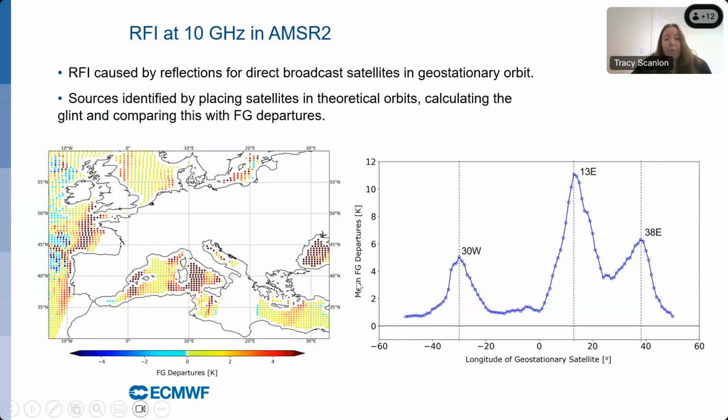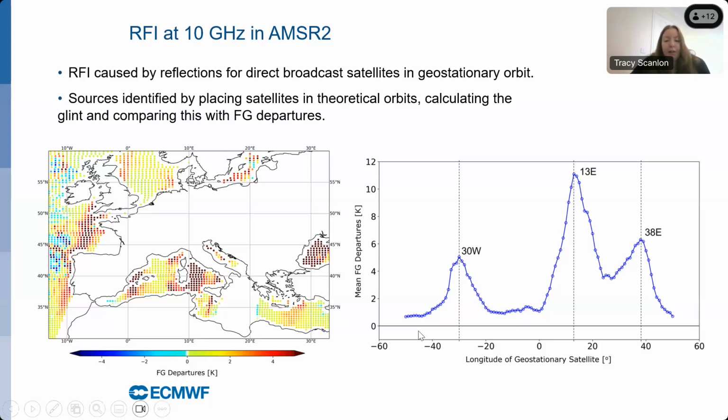Next, we come on to a large problem with the lower frequency channels, which is radio frequency interference. So this just shows the orbits over Europe for AMSR2 for a single day. And we can see that there are these large scar patterns of high first guess departures around the UK and Spain and around the bottom of Italy. And we are certain these are reflected from satellites in geostationary orbit.